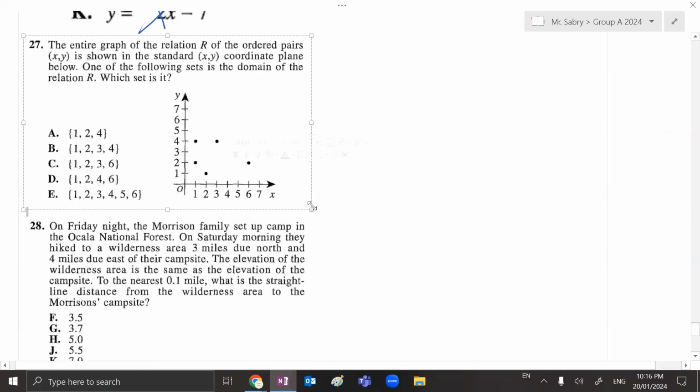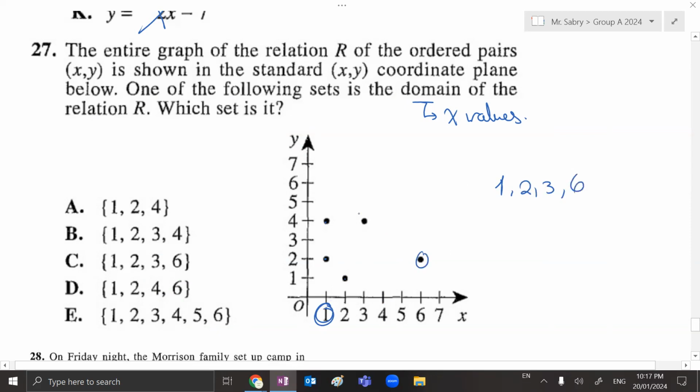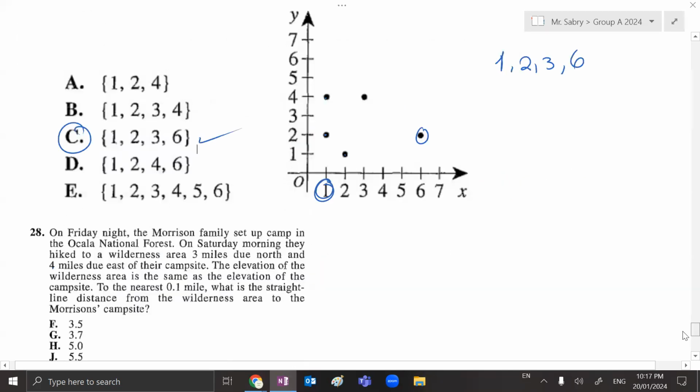The entire graph of the relationship is shown. What's the domain? The word domain means the x values. When you look at each one of those points, this point has a domain of 1, and this point also has an x value of 1. So I have 1 in the domain. This one has 2, this one has 3, and there's no 4, no 5, this one has 6. So it's 1, 2, 3, and 6. C. Domain is very easy. In this question, it's very easy.